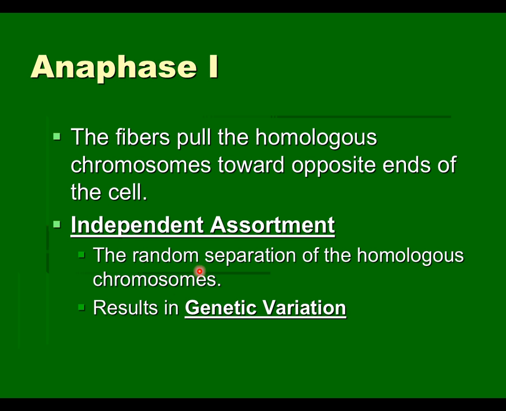So independent assortment is what we call that, the separation of homologous chromosomes. A father chromosome can go one way, a mother chromosome can go the other way, or in some other cases they might go the opposite way. So this independent assortment is also a process of genetic variation. So we have crossing over, and we have this genetic variation of independent assortment, wherever the chromosomes are going to line up, and then they separate one way or the other.